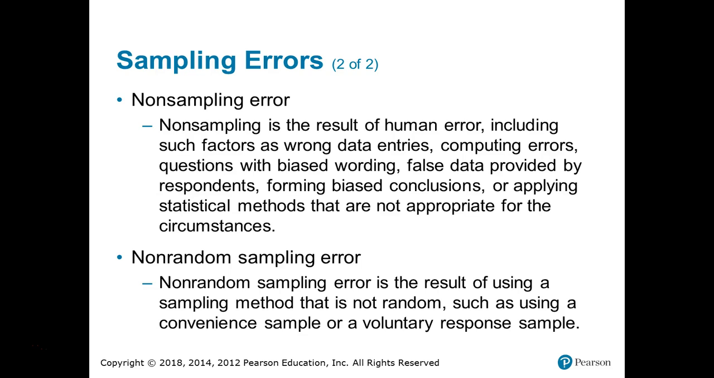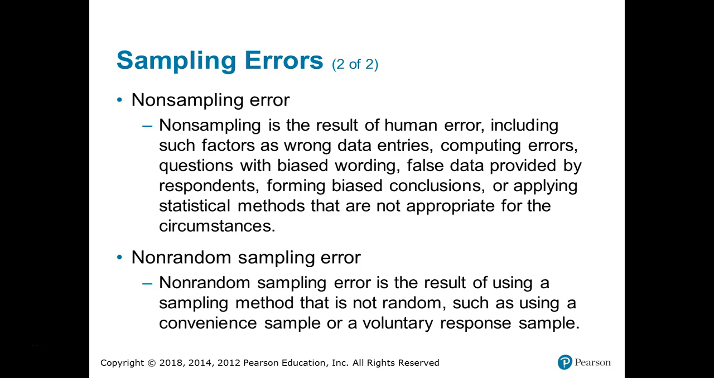Non-sampling error is the result of human error, including factors such as wrong data entry, computing, questions of biased wording, false data. Basically, there is a human that pretty much messed it up, or intentionally or unintentionally caused there to be a discrepancy in the sample results versus what the true population results would suggest.